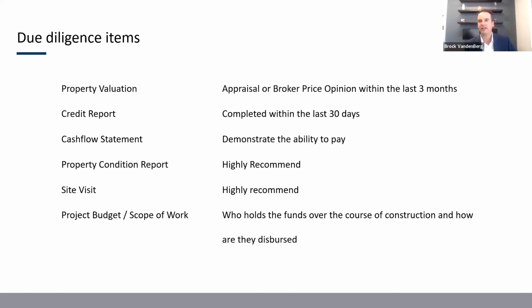Second, credit report. Get that credit report. Don't let the borrower give you the credit report. Most of you are going to be working with a mortgage broker who's going to present this deal to you, and they should be getting the credit report for you. If you're interested, email me at the end of this and I'll send you a couple of services you can use to get a credit report, but get it within the last 30 days.